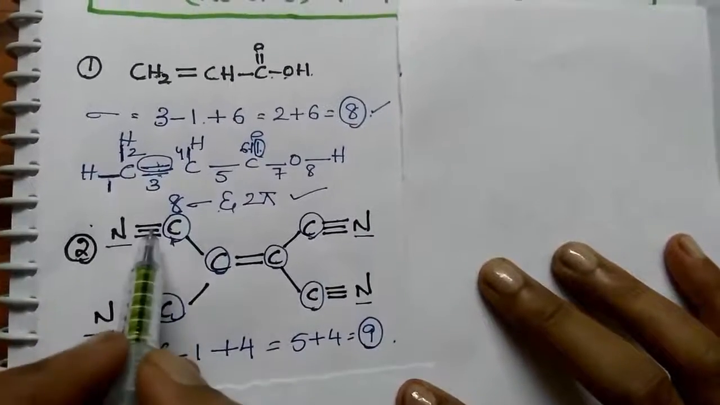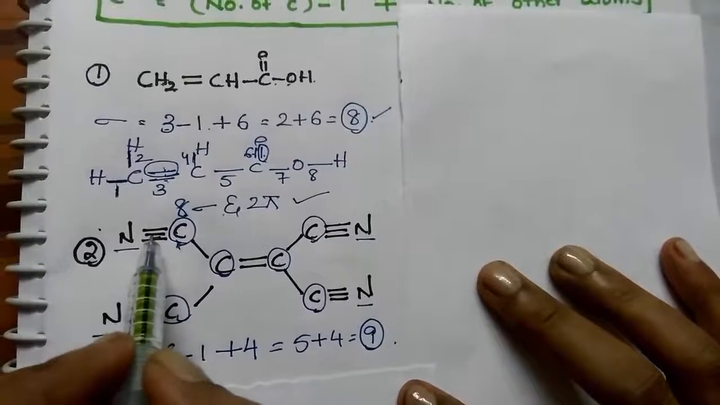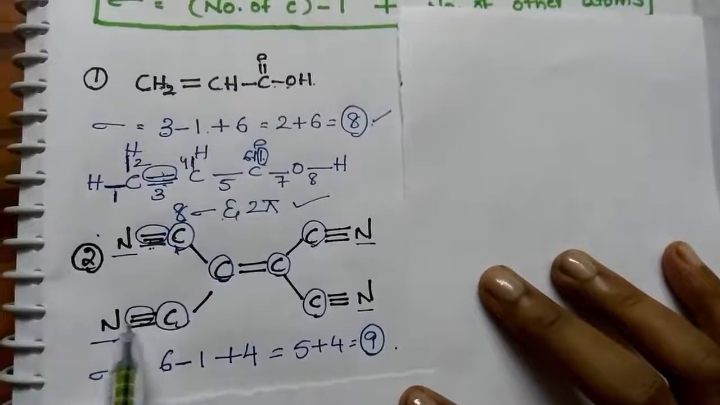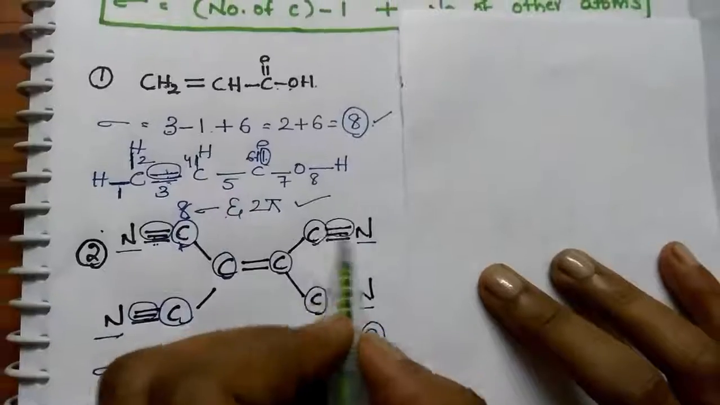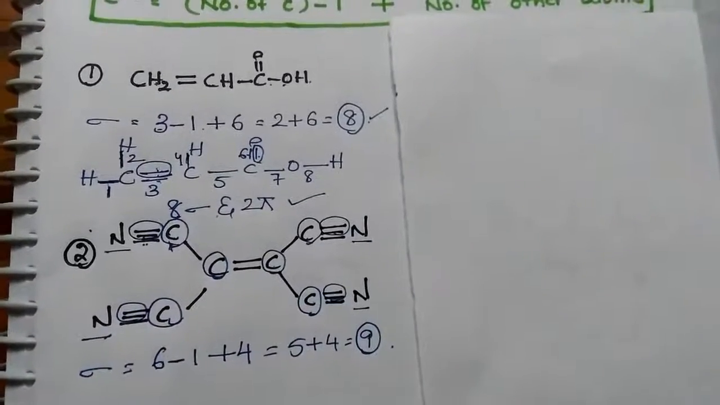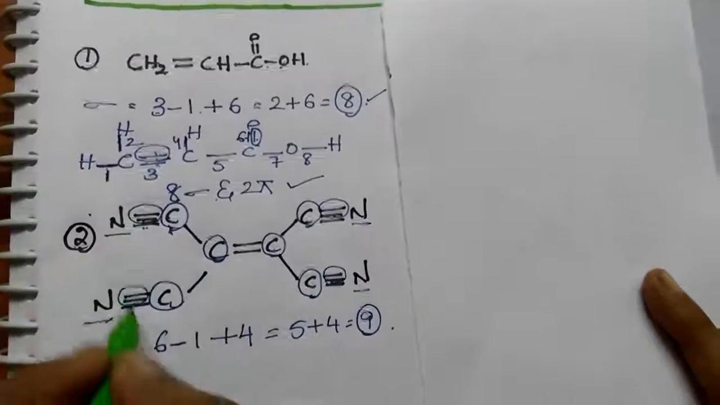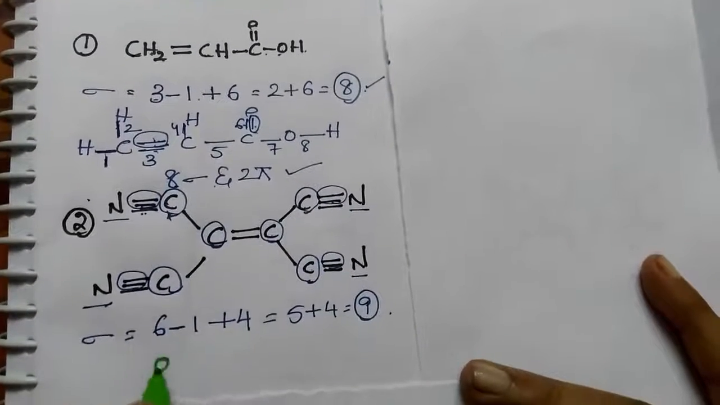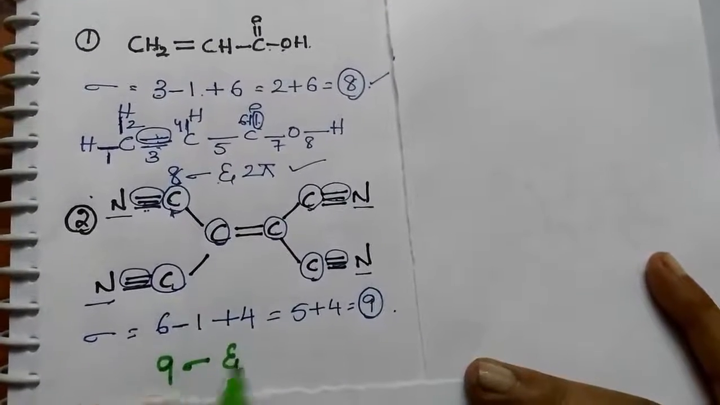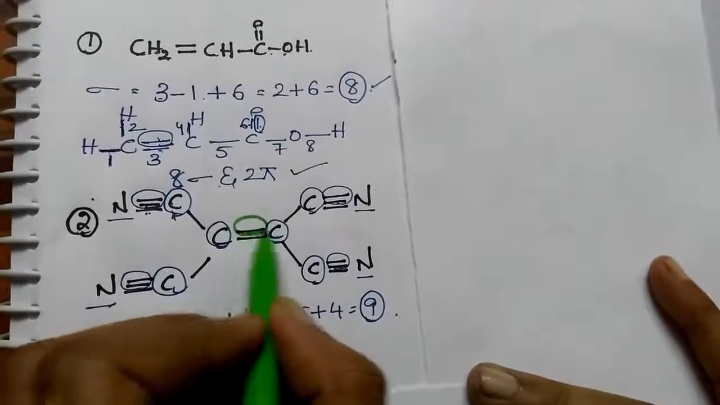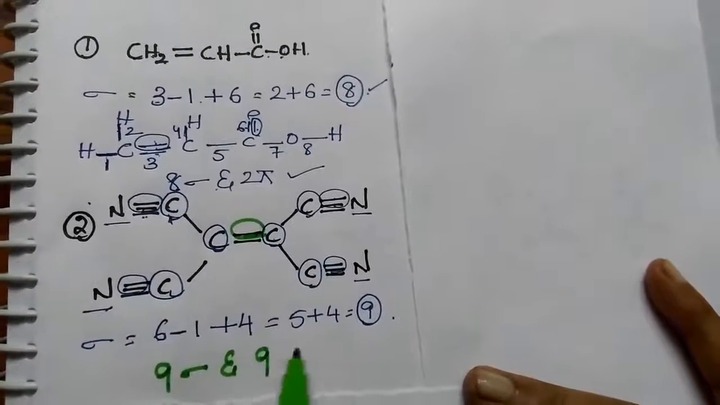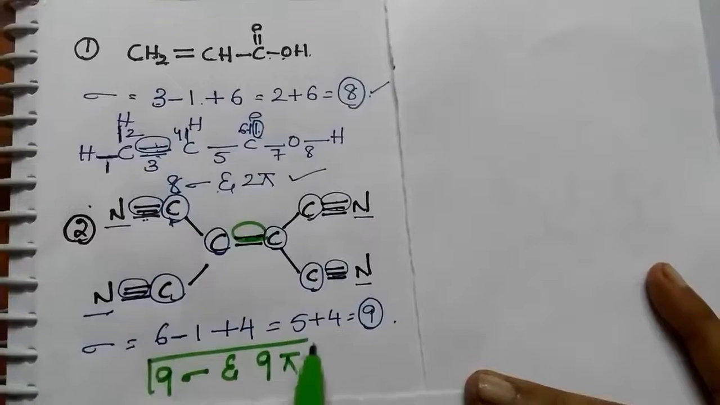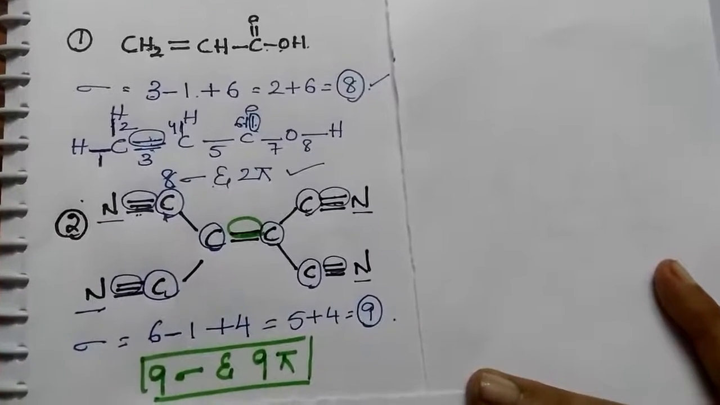Now calculate the number of pi bonds. Out of 3, 1 is sigma, remaining 2 are pi. Here 2, here 2, here 2. So total 2 plus 2, 4, 4 plus 2, 6, 6 plus 2, 8, and here one more pi. So total 9 sigmas, 9 pi's. 9 sigma and 9 pi bonds are there.